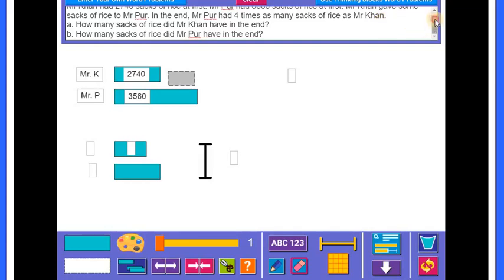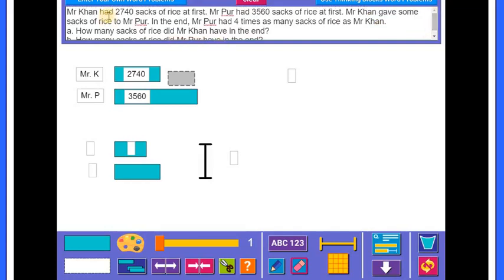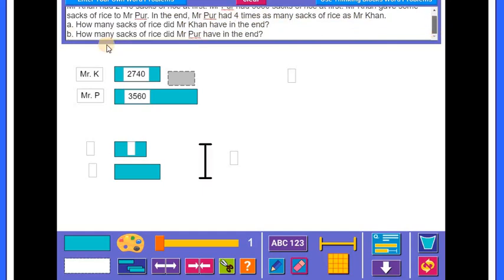Question number 11. Mr. Khan had 2,740 sacks of rice at first. Mr. Poor had 3,560 sacks of rice at first. Mr. Khan gave some sacks of rice to Mr. Poor. In the end, Mr. Poor had 4 times as many sacks of rice as Mr. Khan. The questions are, how many sacks of rice did Mr. Khan have in the end? And how many sacks of rice did Mr. Poor have in the end?